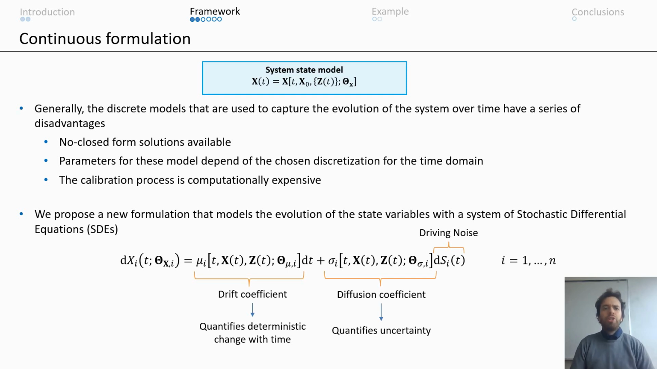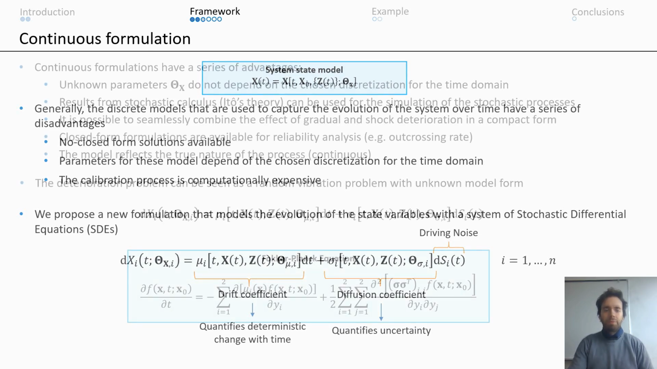I will go more into the detail of this driving noise, and I will show how different choices for this driving noise produce different results for the evolution of the state variables. Note that both the drift term and the diffusion term depend on the value of the state variables x itself, so that the formulation that we are proposing is indeed state dependent.